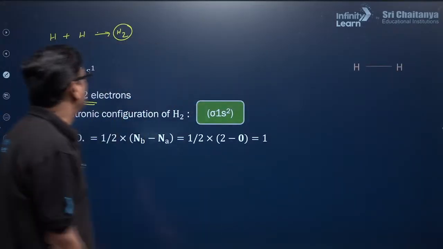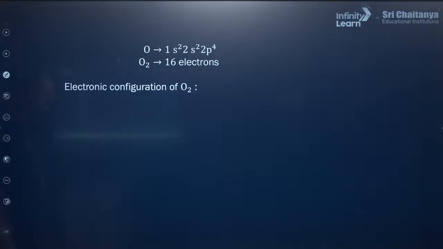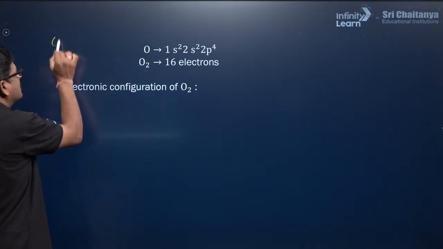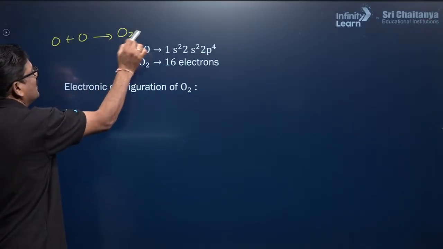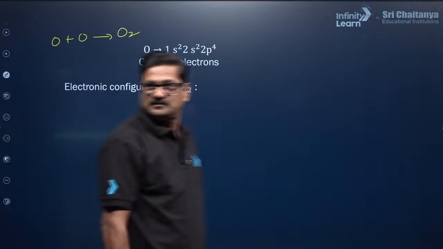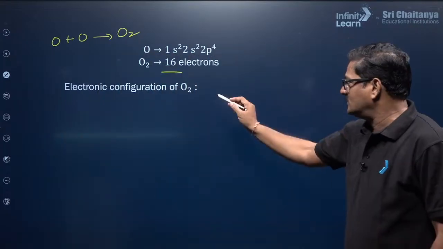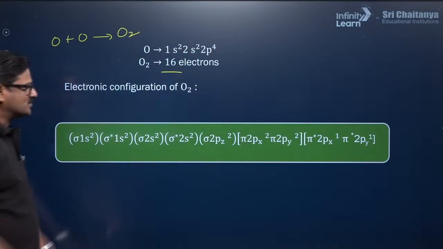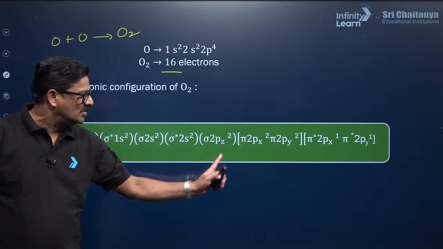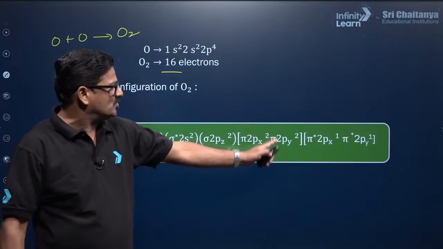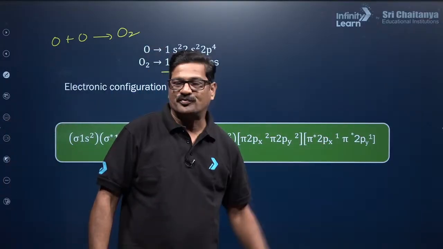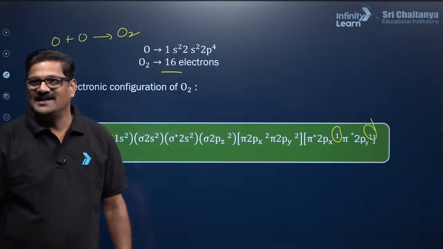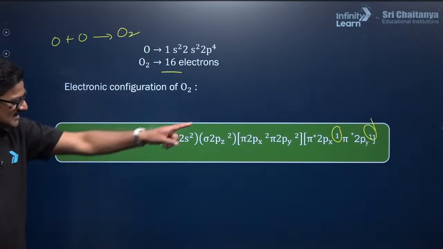Similarly, if you want to talk about oxygen, 1s2 2s2 2p4 for each oxygen; 2 oxygens combine and O2 is formed. O2 has 16 electrons. These 16 electrons can be written as sigma 1s2, sigma star 1s2, sigma 2s2, sigma star 2s2, sigma 2pz2, pi 2px2, pi 2py2, and pi star 2px1, pi star 2py1. You see, this is important, right? And in this scenario, you can see this is paramagnetic.